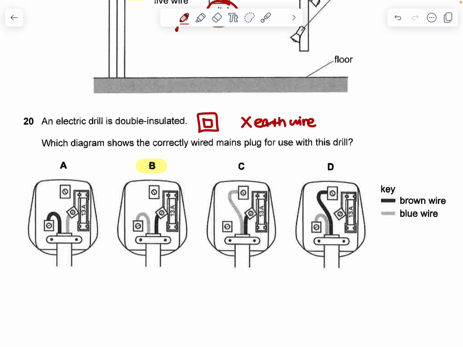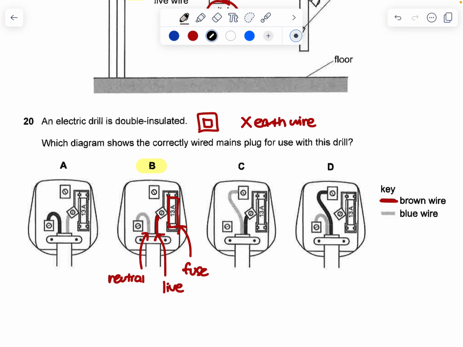So for the brown wire, it should be connected to the fuse and the switch. So the fuse is here. This is the fuse. So this is the live wire. And this will definitely be the neutral wire, where the current flows out. If there is an earth wire, it should be connected here. And this is the end of paper 1.